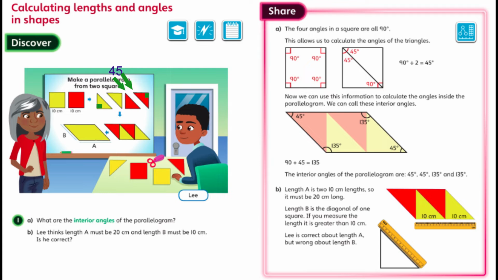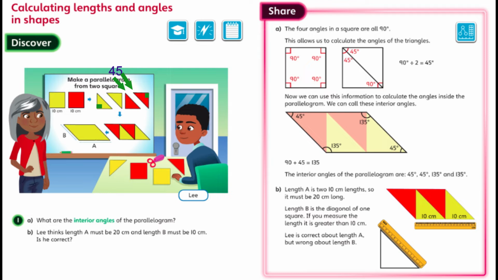Now, does that work? Well, let's think. Remember, triangles, all the inner angles must add up to 180. That's for any three-sided shape or any triangle. 90 plus 45 plus 45. Does that add up to 180? Yes, it does. So that makes sense. So now we understand all the angles in those triangles. Let's now keep those measurements in mind as we look at the parallelogram.